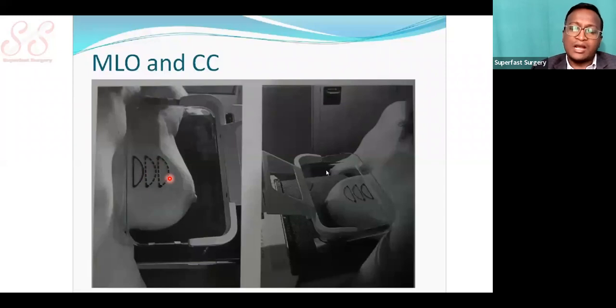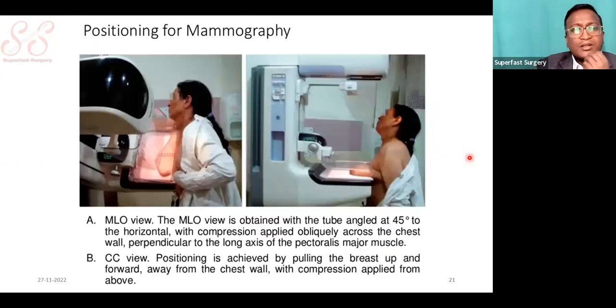So they do ask in our practical examination that during which phase of the menstrual cycle should we be doing the mammography, and the answer is definitely during the proliferative phase, that is after 7 to 14 days. So this is the mediolateral oblique view and this is the craniocaudal view.